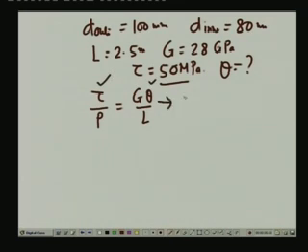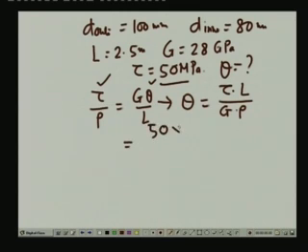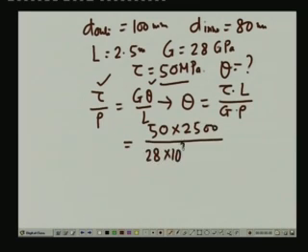So, this gives us theta equals tau times L by G times rho, and if we substitute the values, tau is limited to 50 MPa, length of the member is 2500 millimeter, G is 28 GPa times 10 to the power 3 megapascal, and rho. Now, the maximum shear stress will occur on the outside face. So, the outside diameter is 100, so the rho here is 50.